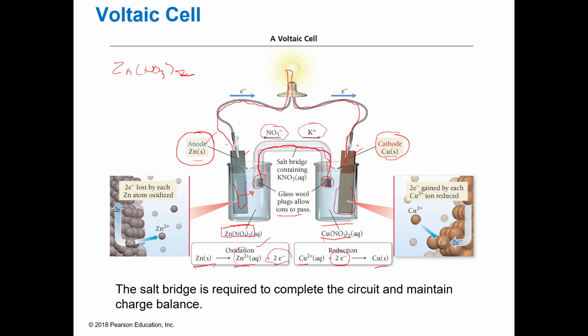Now, that's what it looks like visually. I want you to look at this. I want you to study it. Know what the anode is. Know what the cathode is. Know that oxidation occurs at the anode. Reduction occurs at the cathode. Know what the solutions are that these are submerged in. And know that we're doing work.